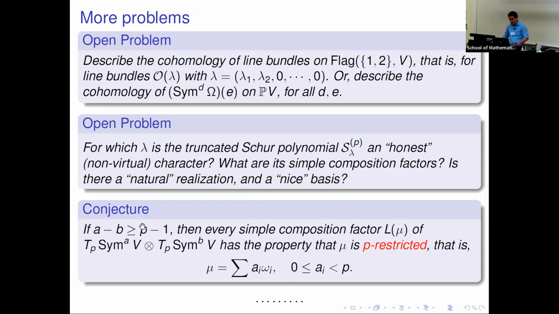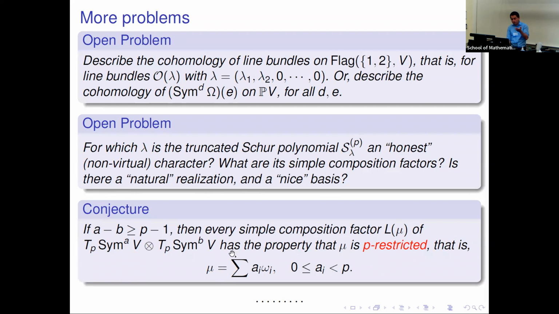And then there's another conjecture that I think some experts think is ridiculous, but this is just about the structure of a tensor product of two truncated powers. So it turns out we don't know the composition factors. And the conjecture that's somehow natural from our work is that every composition factor of this tensor product comes from a weight that is p-restricted, meaning when you write it in terms of the fundamental weights, the coefficients are smaller than p.